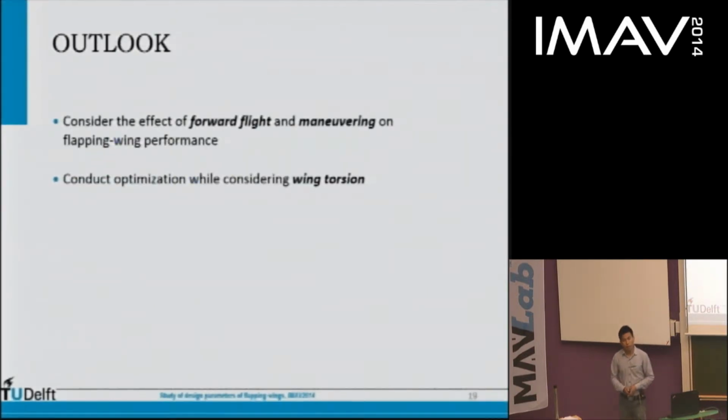Well, in the future, the forward flight and maneuvering will be considered when we study the effects of these design parameters on the morphological parameters and kinematic parameters. And the future optimization will include the wing torsion. Since wing torsion exists in natural wings, it could be a more energy efficient way for insect flight.